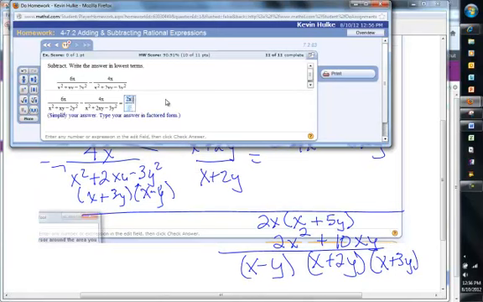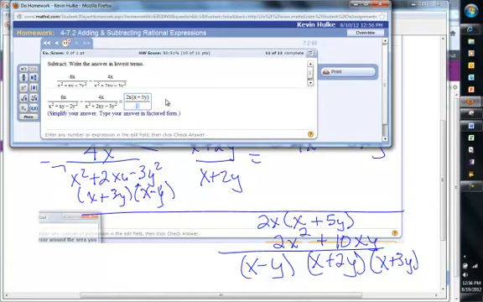All right, so we have 2x parentheses x plus 5y over parentheses x minus y parentheses x plus 2y, parentheses x plus 3y. All right, and that's the end of the lesson.